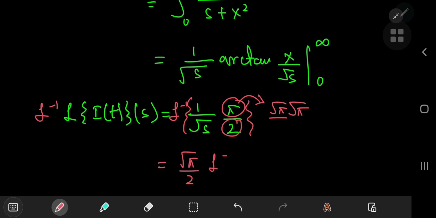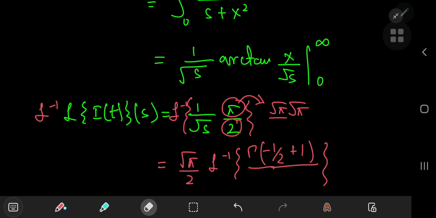And we're left with the inverse Laplace transform of the square root of pi divided by the square root of s. Now, the square root of pi is the gamma function evaluated at 1/2, which is the same as the gamma function evaluated at 1/2 plus 1. And downstairs you have the square root of s, which is s to the negative 1/2 plus 1. Correct? It's the same thing as s to the 1/2.